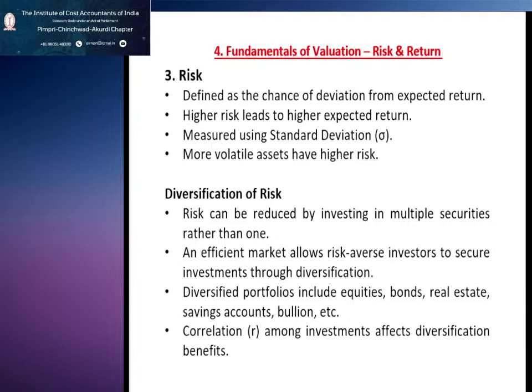Higher risk leads to higher expected return. So that's directly proportional. And that risk is measured using standard deviation as a statistical tool. More volatile assets have higher risk because there is more churning of buying and selling in that particular asset, and therefore there is always a probability of higher risk in such volatile assets.